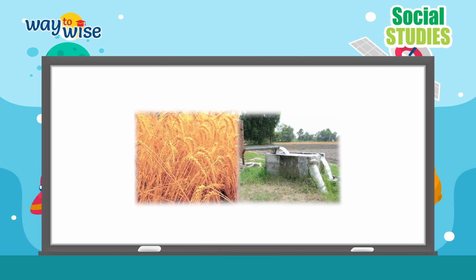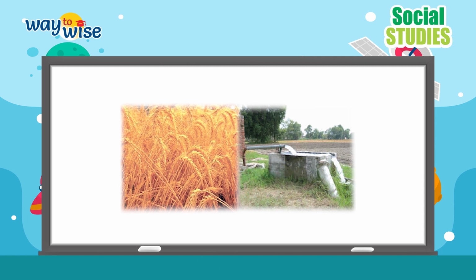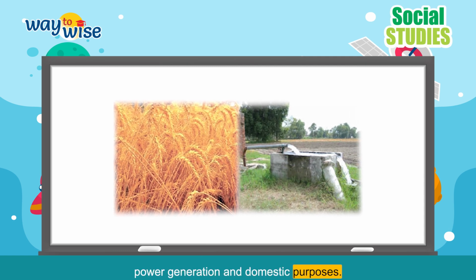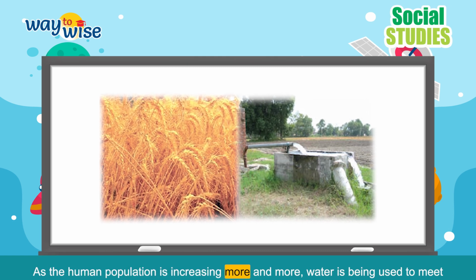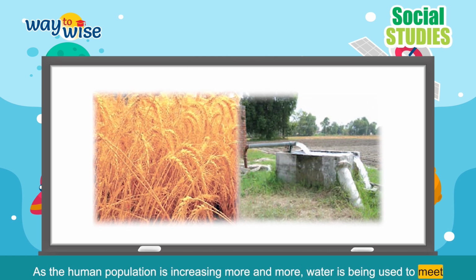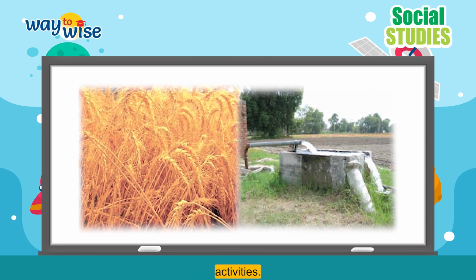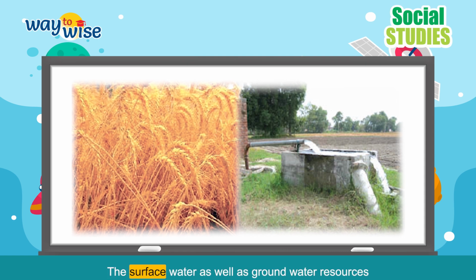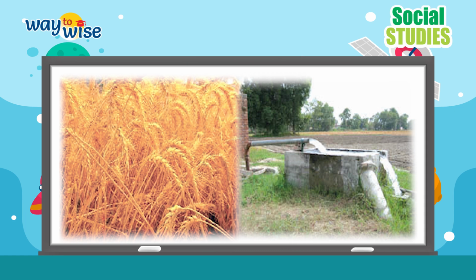Water resources. We use water in agriculture and industries, power generation, and domestic purposes. As the human population is increasing more and more, water is being used to meet the needs of growing industries and the increasing agricultural activities. The surface water as well as groundwater resources are getting depleted.